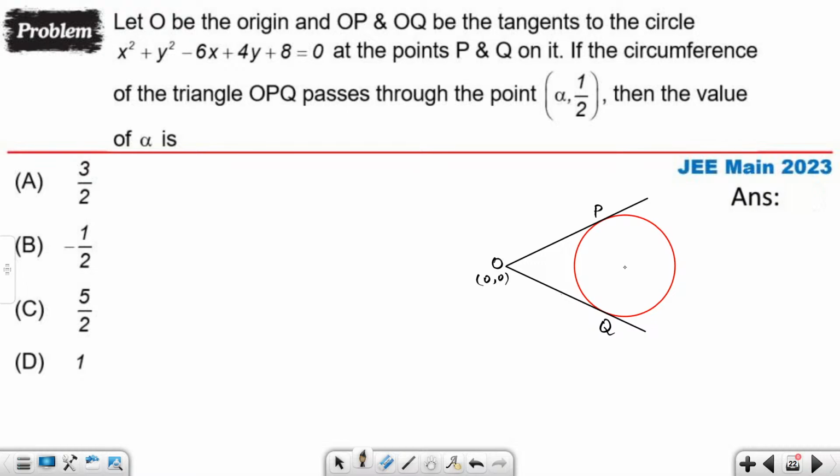So the center of the circle is from this one. The center of the circle will be what? 3, minus 2. And what will be its radius? Its radius will be root over 9 plus 4 minus 8. That gives us root 5. So that is the radius. Is it clear? Is it clear to all?